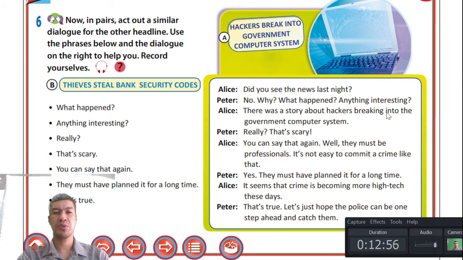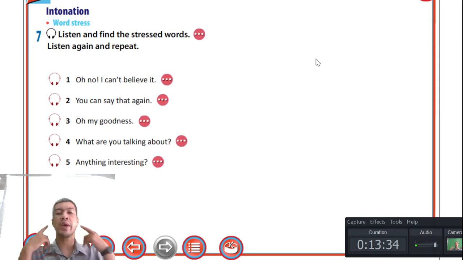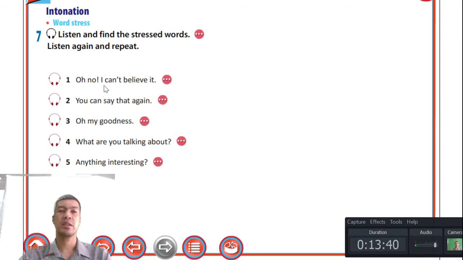All right, moving on to our next slide. Okay, intonation, and we talk about word stress. Where does my voice go up and where does my voice stay the same? If we look at the intonation for number 7, listen and find the stressed words, listen again and repeat. I'm going to play the audio first and then we are going to go through the intonation and you guys can tell me where you hear the speaker's voice go up, on which word. All right, first one.